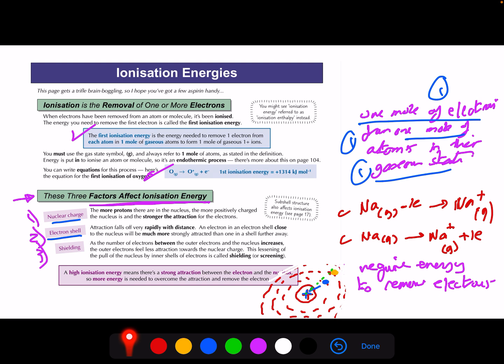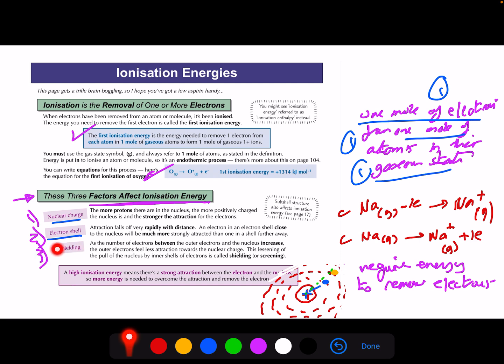Attraction falls off very rapidly with distance. As the electrons in the electron shell are closer to the nucleus, they are much more strongly attracted, so the ionization energy is more, and vice versa. Shielding is the third factor.